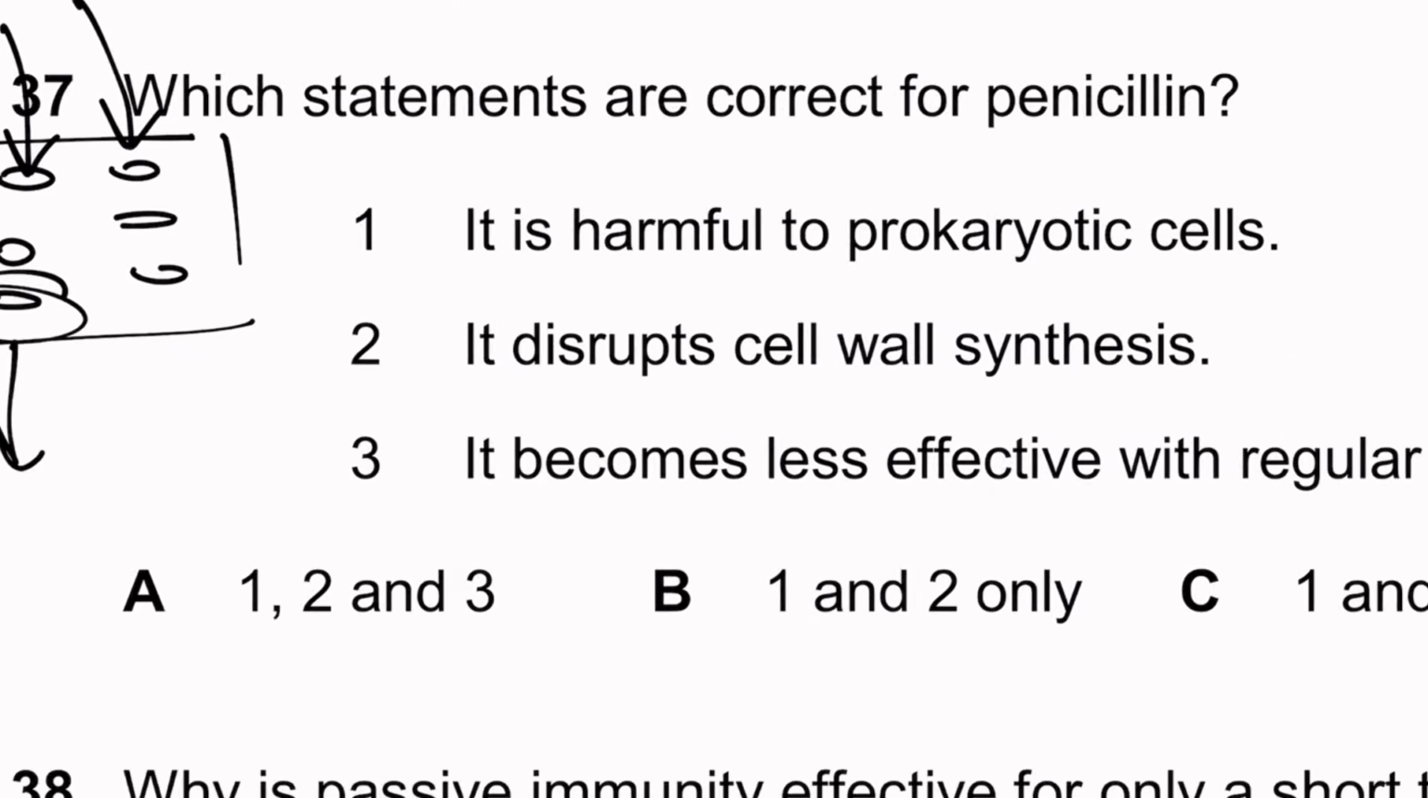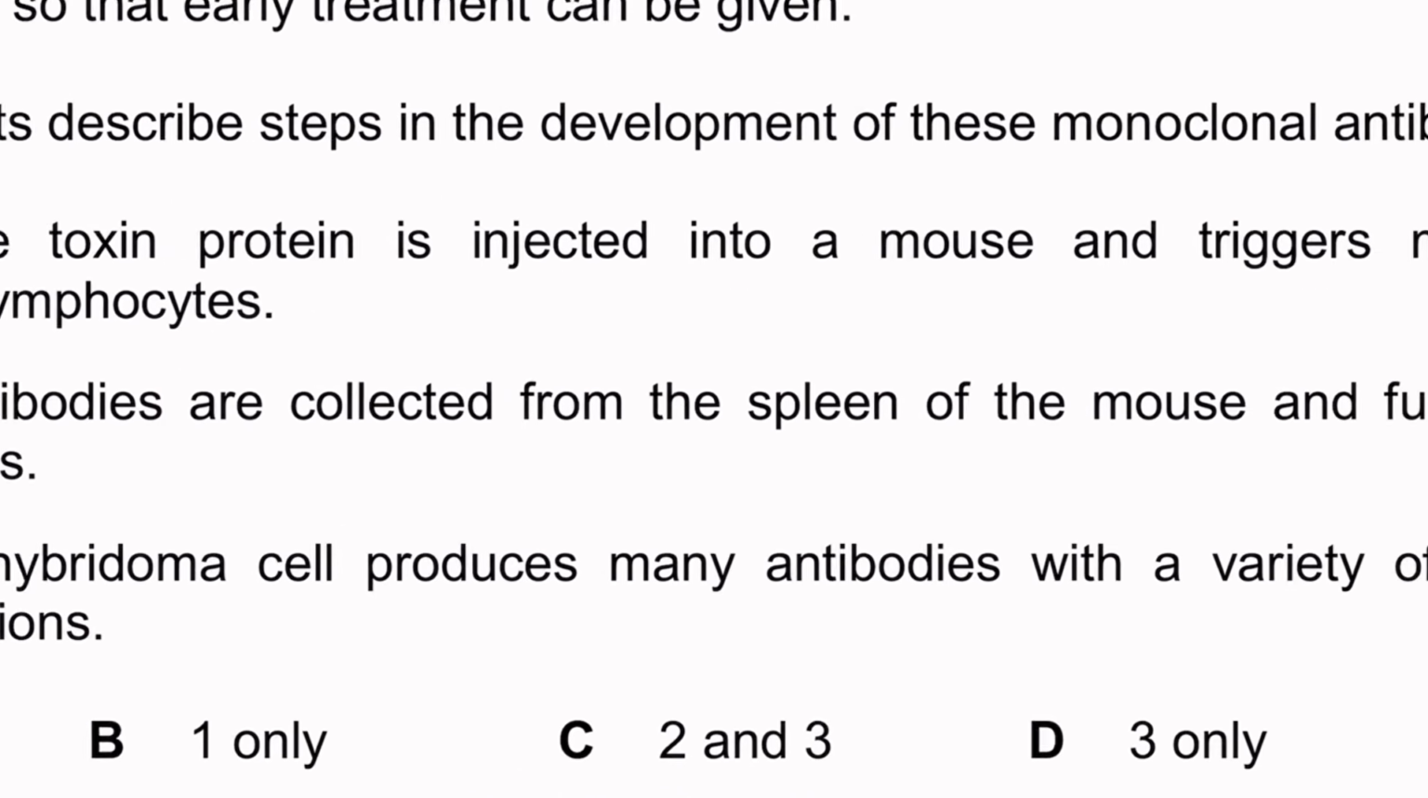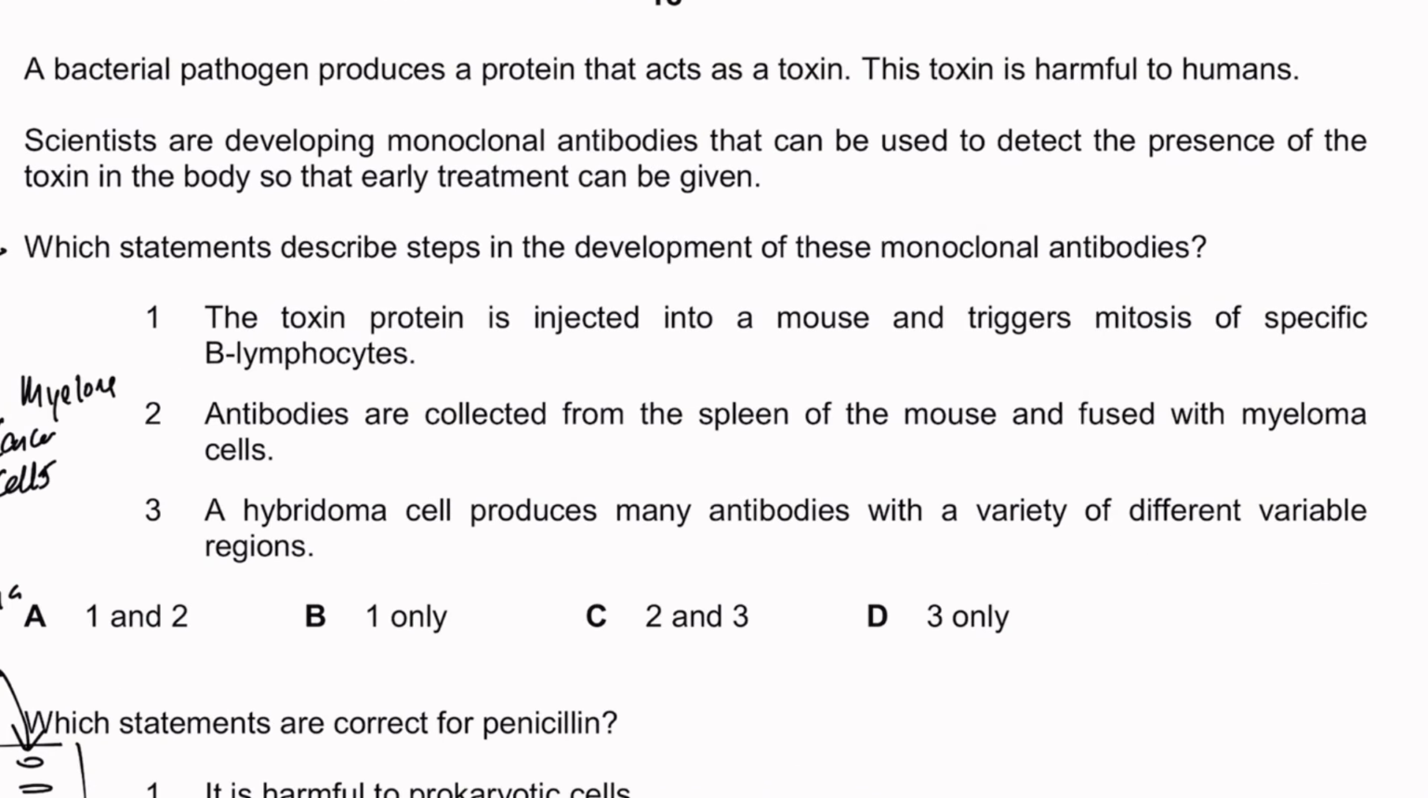Which statements are correct for penicillin? Oh, okay. So number 1, toxin protein is injected into the mouse and triggers the mitosis of specific B lymphocytes. Exactly. Antibodies are collected from the spleen of the mouse and fused with myeloma cells. That is actually wrong. It's not the antibodies that are fused with the myeloma cells, it's the plasma cells from the B lymphocytes. So 2 is wrong.